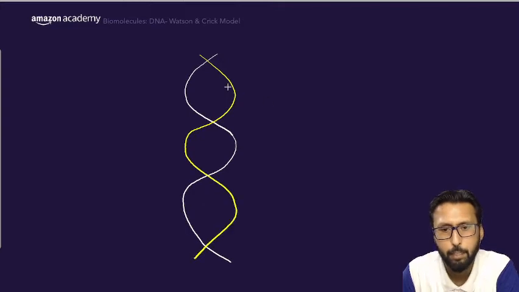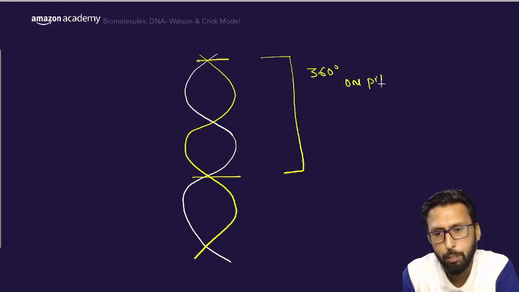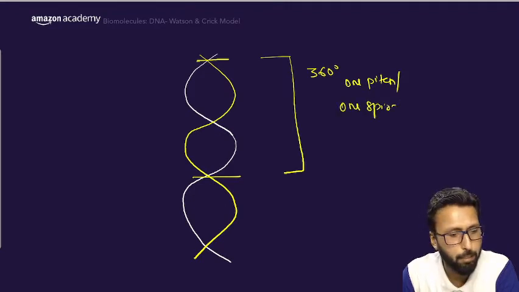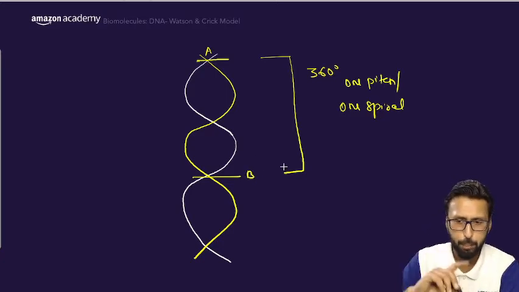Suppose like this. From this point till this point, we have turned 360 degrees. So this completes one pitch or one spiral. One pitch or one spiral. So the angle from this point to this point, suppose this is point A and this is point B, so the angle between point A and point B is 360 degrees.